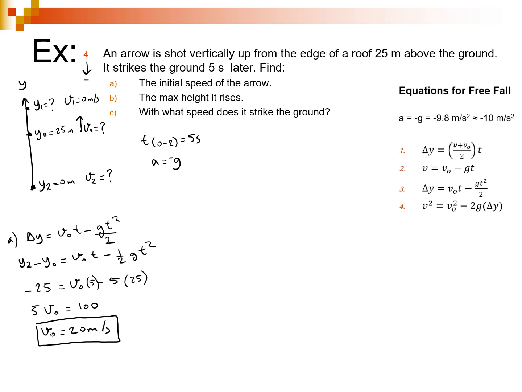Okay, now part B, the maximum height it rises. Well, what do I know? I cannot use the time 5 seconds for this part of the question because that doesn't correspond with the 2 points of 0 to 1. So I do not know the time. What I do know is the speeds, and this means I should use equation number 4, right? Because I know original and final speeds and the acceleration, and I need to solve for delta y.